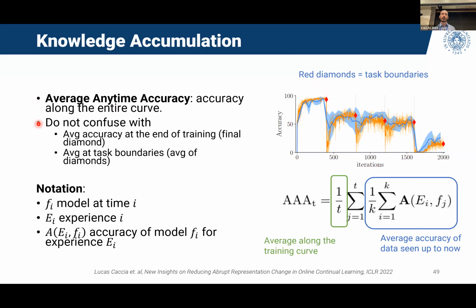This is different from what is used in many papers. Actually, sometimes you see the average accuracy at the end of training, so that will be the final diamond, or the average at task boundaries, which will be the average of task diamonds. Again, very different results. You can see that if you compute the average of the diamonds, you are going to get something that is quite different from the average along the curves.